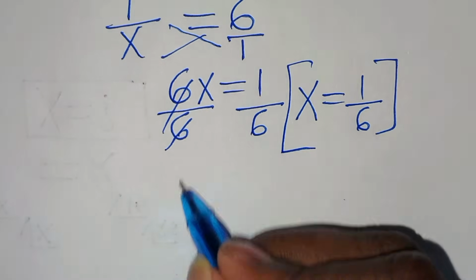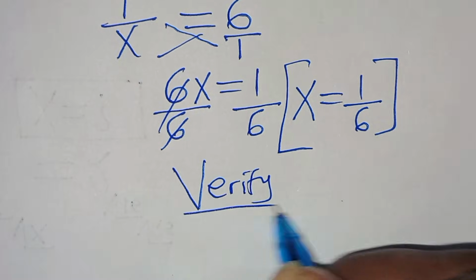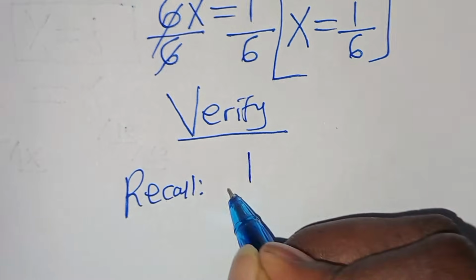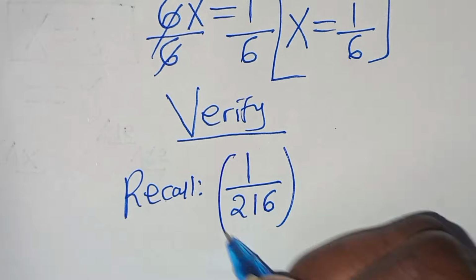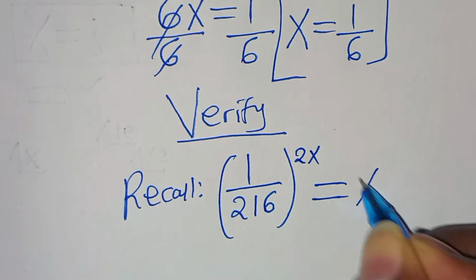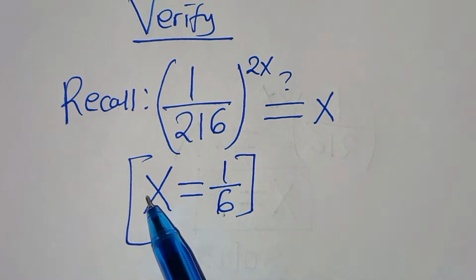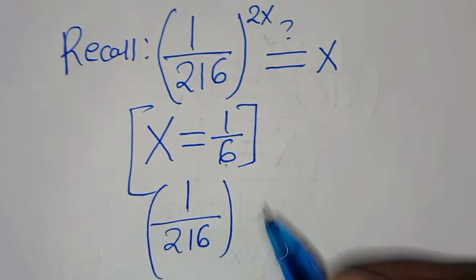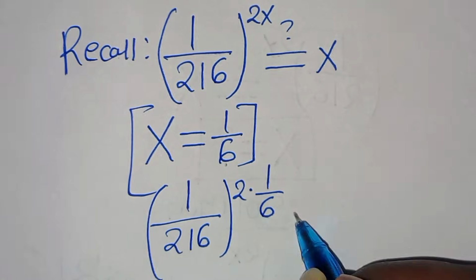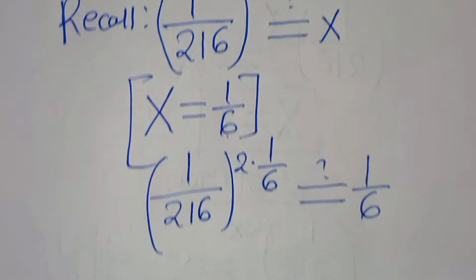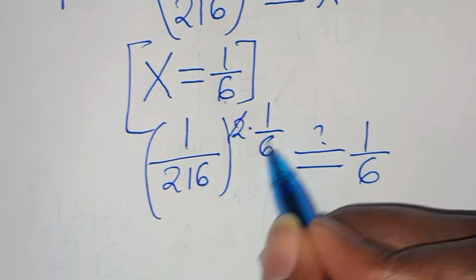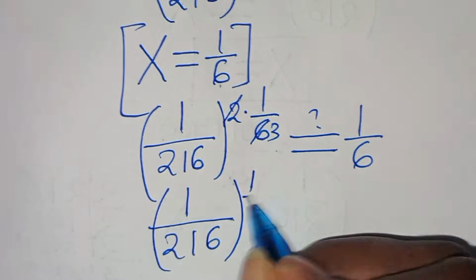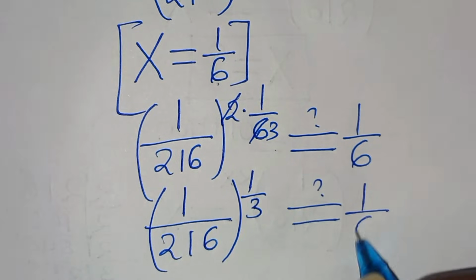The next step from here is to verify that this value of x satisfies the equation. So let's verify. Now, if you recall, we have that 1 over 216 raised to the power of 2x should give us a value of x. Now, let's substitute the value of x into this equation here so that we have 1 over 216 raised to the power of 2 multiplied by 1 over 6. This should give us a value of 1 over 6. So here, let's simplify. 6 divided by 2, this is 3. And this means we have 1 over 216 raised to the power of 1 over 3. This should give us a value of 1 over 6.